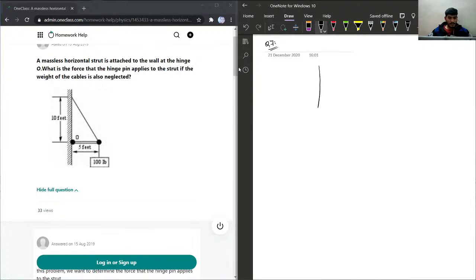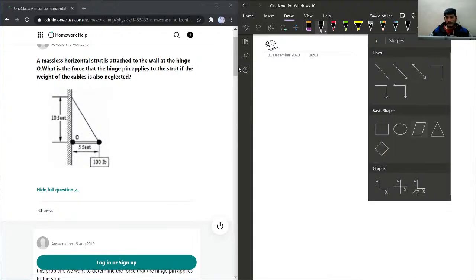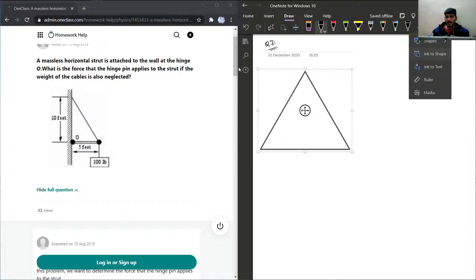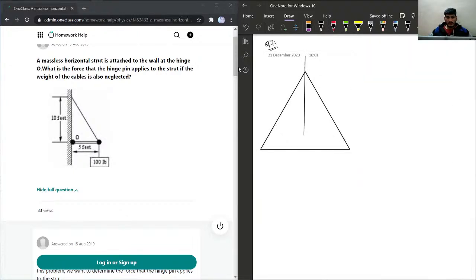So I'll try to draw this diagram. I'll draw a triangle. It is better to draw a triangle. Then I'll draw one line and I'll erase the extra part. So, and this is 10 feet. This is the strut, which is 5 feet, and we have a mass of 100 pounds hanging here.